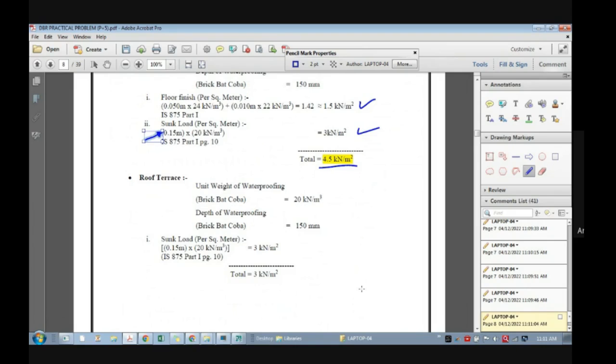Now roof terrace. What is there in the roof terrace? We have the waterproofing, which is a brick bat waterproofing. And generally, we take the depth of waterproofing for calculation as 150 mm.